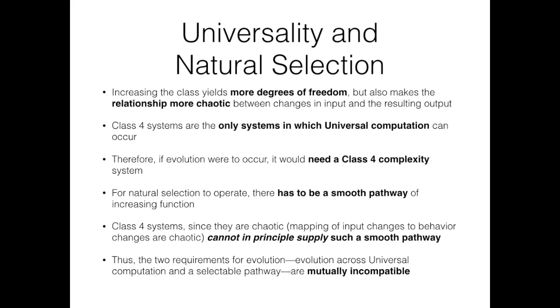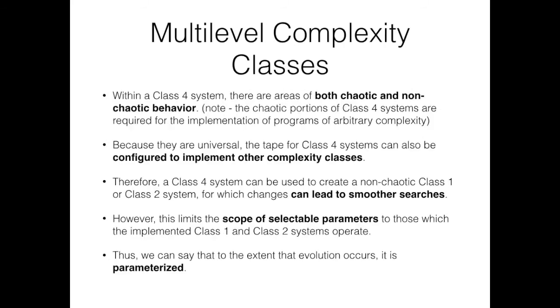Now, the way that I've laid it out here is perhaps a little oversold, because most of the time you have multiple levels of complexity operating at the same time. Even within a class 4 system, there are areas of both chaotic and non-chaotic behavior. So even in chaotic systems, there are aspects of it which are non-chaotic.